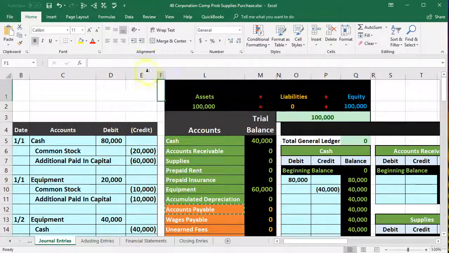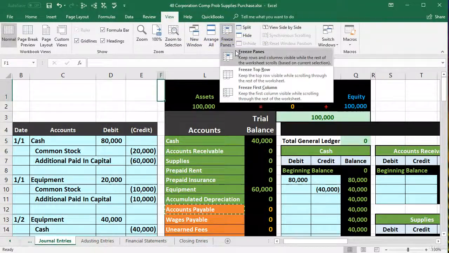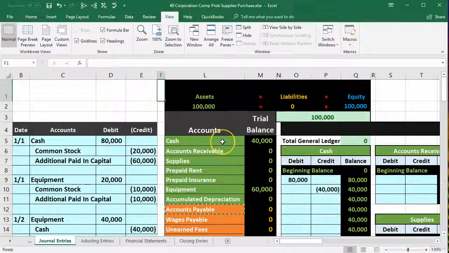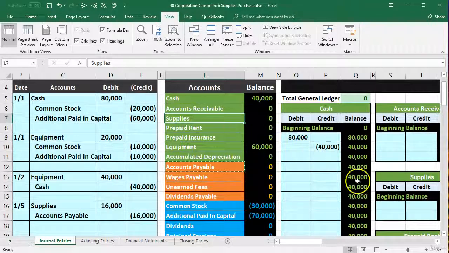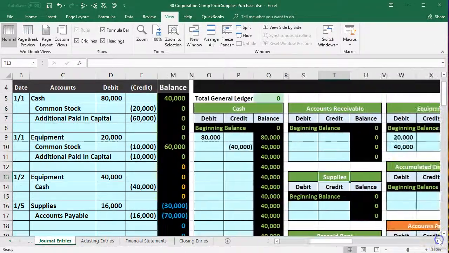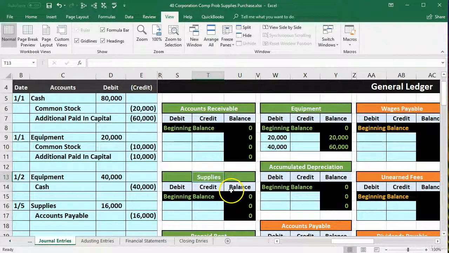Then we'll freeze the panes by going to the View tab. We'll go to the Windows group and we will freeze the panes. So then we're going to say that supplies is here. Third account: cash, accounts receivable, supplies. So if I scroll to the right, I can get supplies right next to our journal entry if we want to. And we're going to say I'm posting this to the debit side in cell S16.